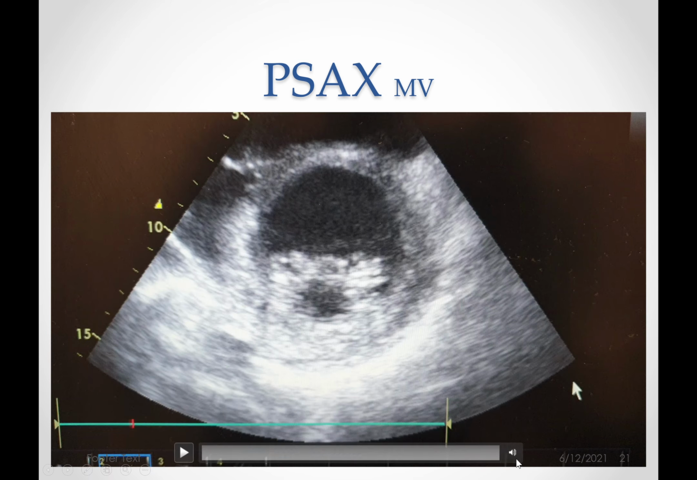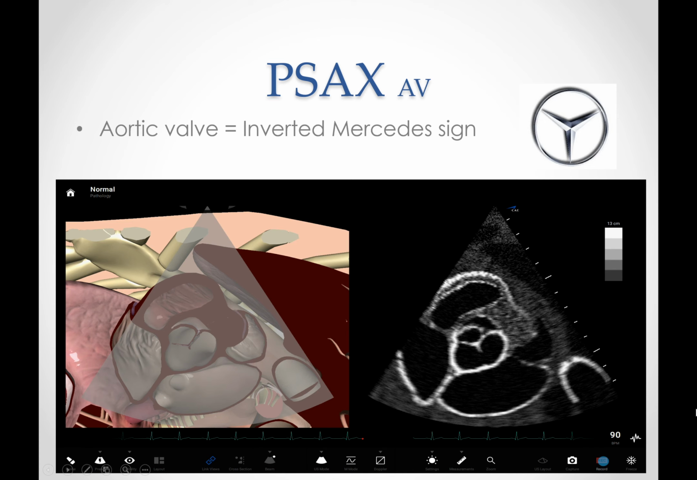You can also get the aortic valve level or the inverted Mercedes sign view, as you can see here in that simulator picture. This is the aortic valve and you can see the Mercedes sign.